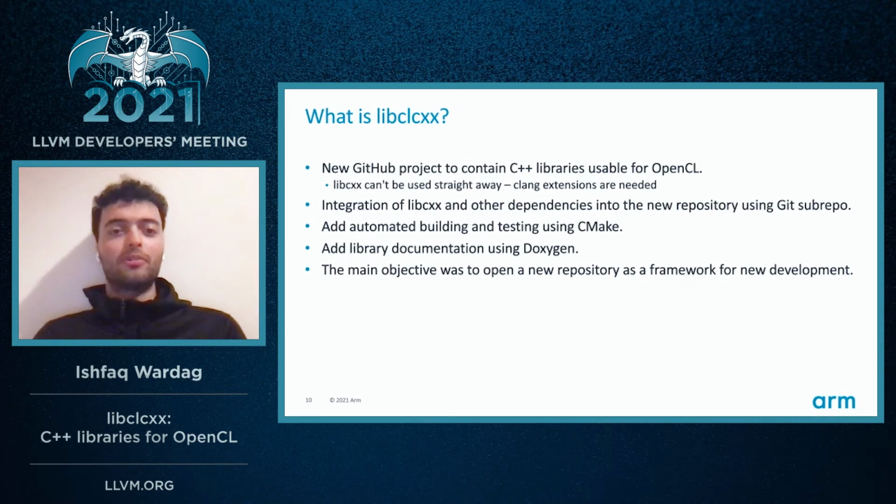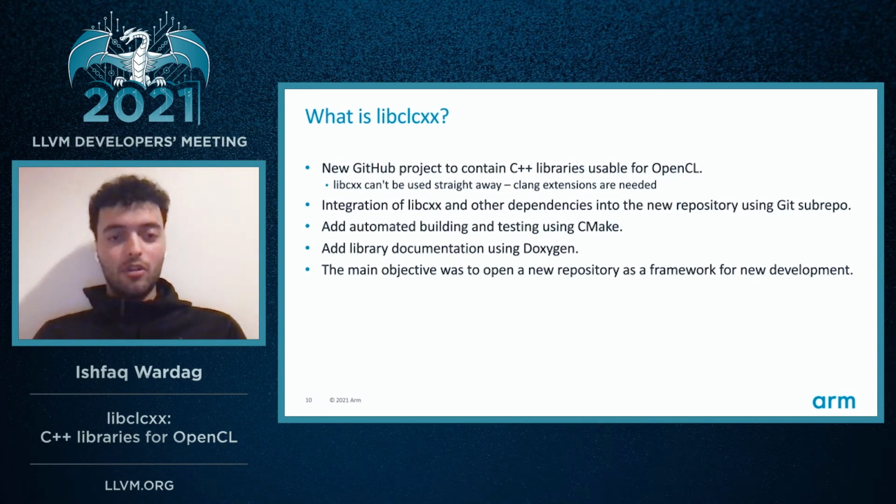It is a new GitHub project to contain C++ libraries usable for OpenCL. libcxx can't be used straight away right now, and to rectify that, we need to use some Clang extensions, as Ole mentioned earlier. Firstly, we worked on integrating libcxx and other dependencies into the new repository using Git subrepo. We then added automated building and testing using CMake and documented all of the work done using Doxygen.